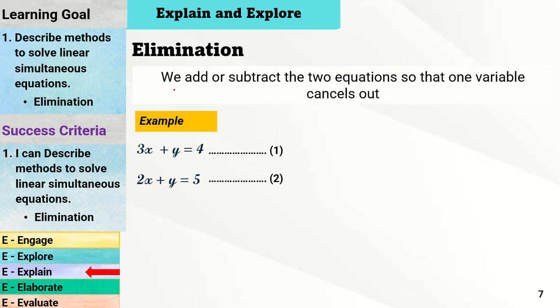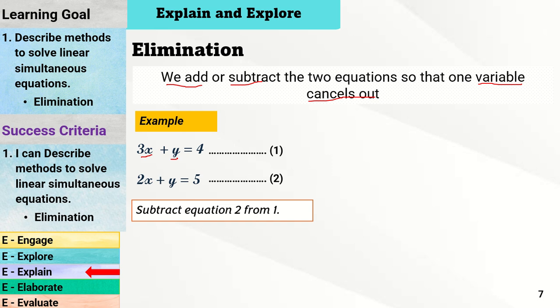What we can do, we can add them or we can subtract them. For what? So that we can cancel out one variable. Now it's up to you. You want to cancel x or you want to cancel y. The one which is easier for you, cancel it. So what I will do, I'm showing you here. I will subtract equation 2 from equation 1, like this. So it is a subtraction.